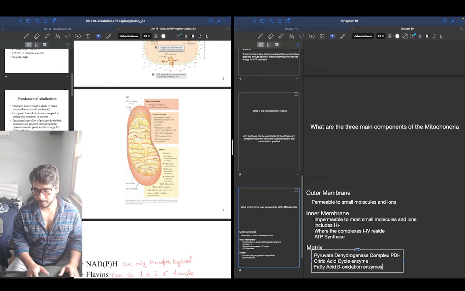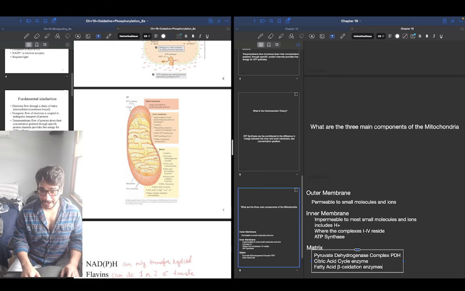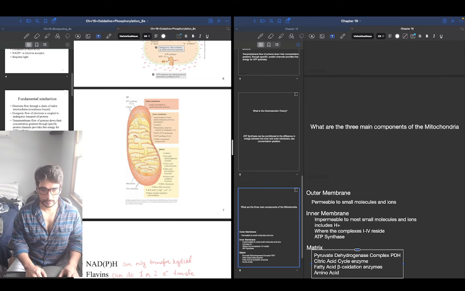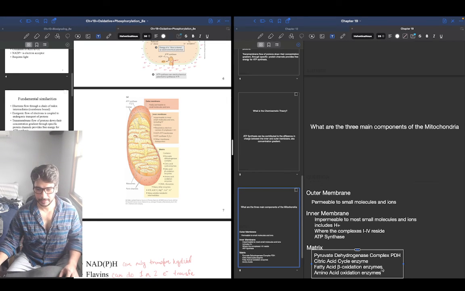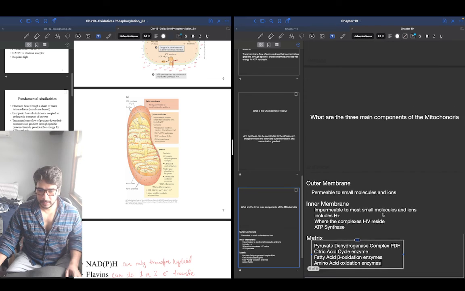You can see why the mitochondria is the powerhouse of the cell. It's carrying out all these energy-inducing enzymes. Amino acid oxidation enzymes. It's just generating so much energy. So yeah. Okay, so I think I am done with this slide.